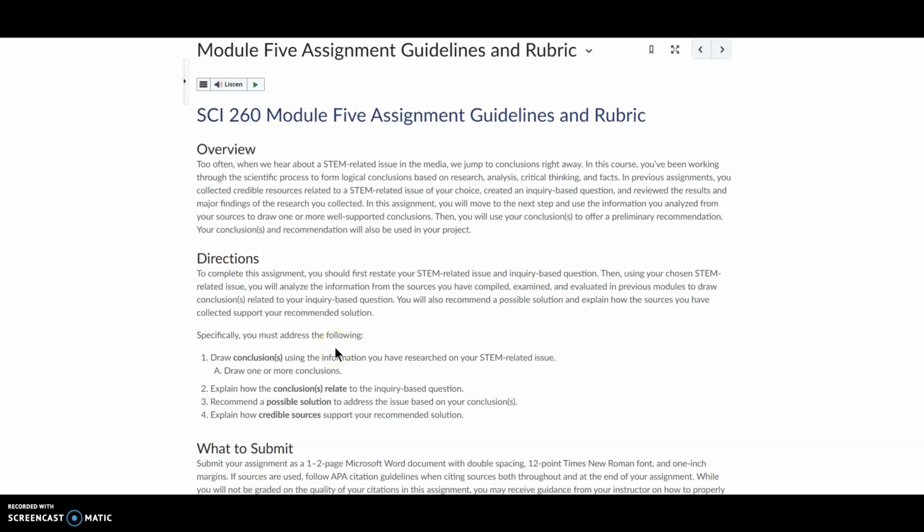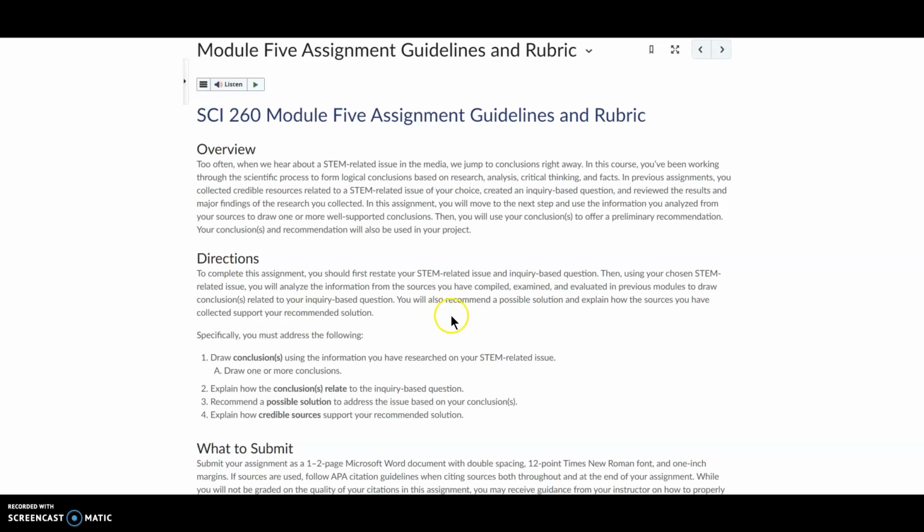Hey everyone, we are looking at your Module 5 assignment for your STEM related issue. So go back to Module 4 or 3 to grab your related issue and your inquiry-based question, and you're going to look at drawing conclusions about the information that you have gathered from your sources. You're going to explain how those conclusions relate to your inquiry-based question. You're going to recommend a possible solution to the overall STEM issue, and then you're going to explain how credible sources support your recommended solution.